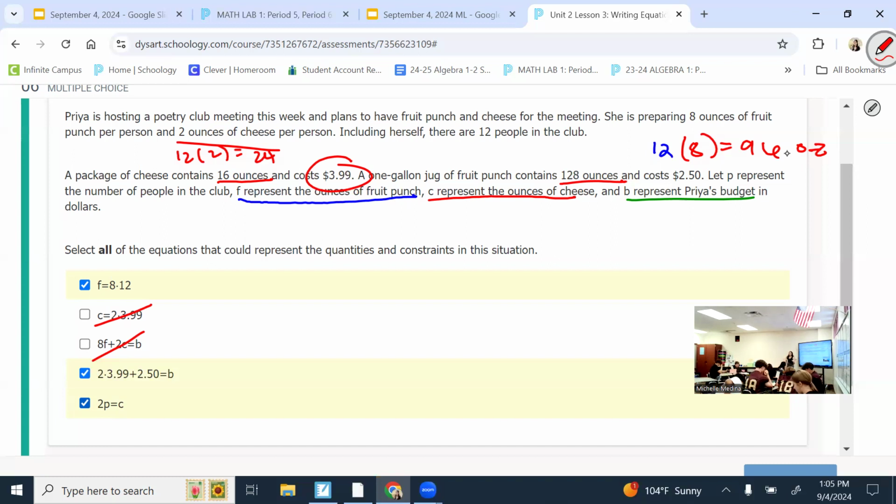I know it's a lot of reading, a lot of going back and checking. But you just have to see what each variable represents and think, does that logically make sense? Should I do those operations to get the amount of cheese I need? And my budget. And my fruit punch, does it make sense? Okay, question? Okay, other questions at all? Time for one more.